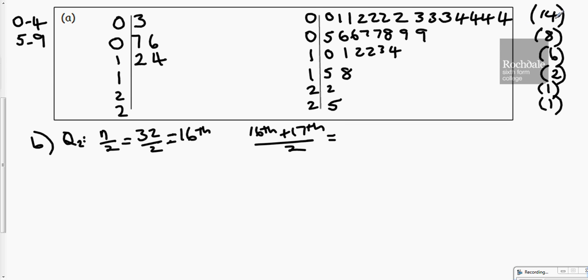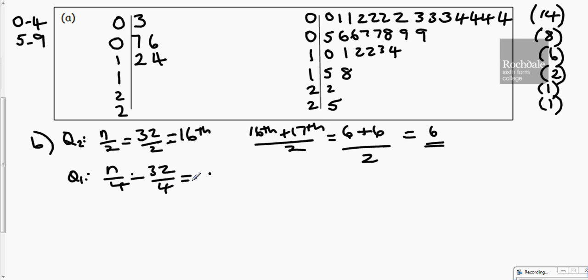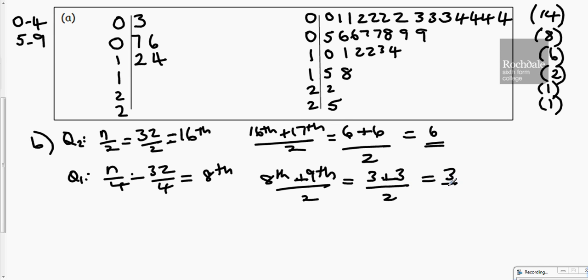Now the reason I put these totals is to help me count up where the 16th value is. There's 14 on the first row, so I don't need to count them. There's 14 on there, 15, 16, 17. So they're both 6. So if you add those together and half it, the answer will be 6. Q1 is n over 4. 32 over 4 is the 8th. Again, because it's an integer, we do the 8th, add the 9th, and half it. So going along this row, if you count the 8th and the 9th, they both happen to be 3. So the lower quartile is 3.